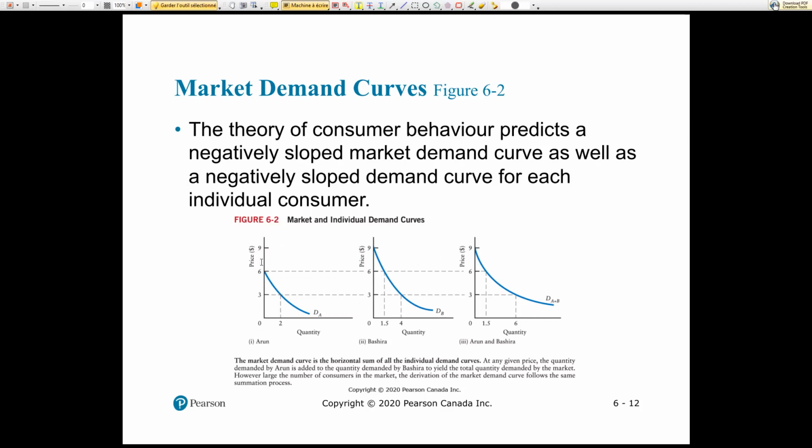If the price is 6, Arun consumes 0. Bashira consumes 1.5. So the aggregate demand, total consumption on the market, if the market price is 6, will be 1.5. And then if I go down to 3, what is the total consumption? It's 2 for Arun plus 4 for Bashira, so 6 in total.